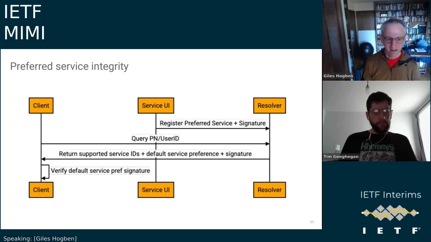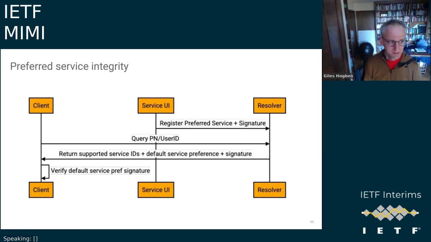Right, and you don't want anyone to be able to hijack that preferred service bit because it could be an attack vector as well. And so the proposal is that that bit is signed with the user's private key, and then you verify it on the sender side before you decide to select that one. Yeah. So yeah.